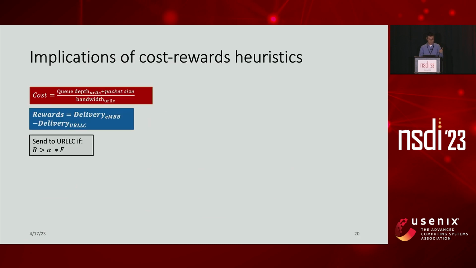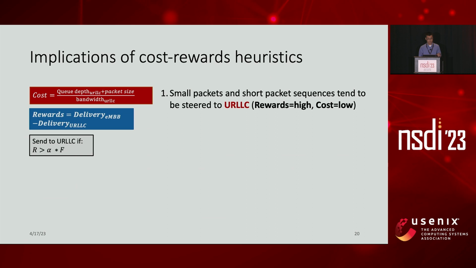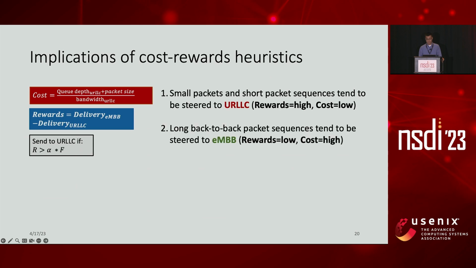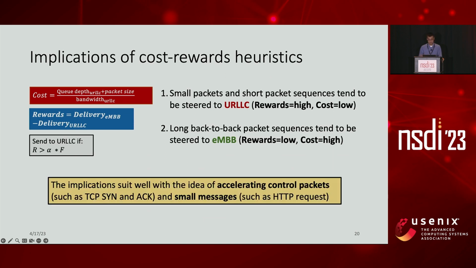So there are two implications of the cost-reward heuristic. The first one is that small packets and short packet sequences tend to be steered towards the URLLC, because the reward will be high and the cost is also low. And long packet sequences tend to be steered towards eMBB. This is because delivering them to URLLC will significantly increase the cost because of the increased QDAP. And also when the queues build up, the eMBB can deliver them faster.